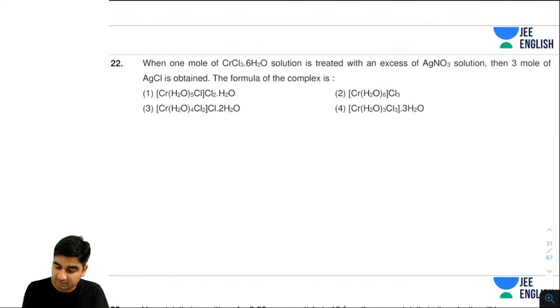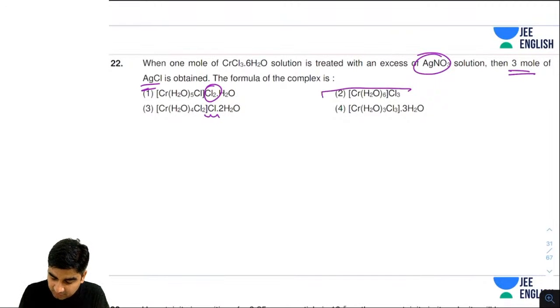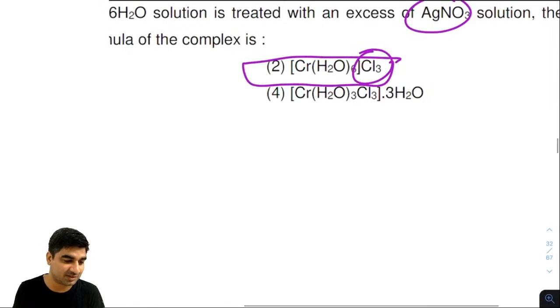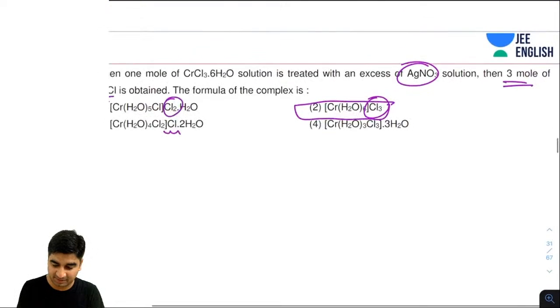When you are adding AgNO3, 3 moles of AgCl is obtained. So 3 moles will be obtained when there are 3 chloride ions. So where are the 3 chlorides? So in this case, you can get 3 chlorides. Yes, guys, I think it is visible to you, right?